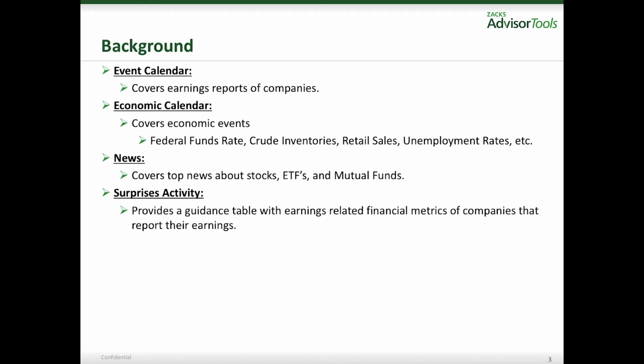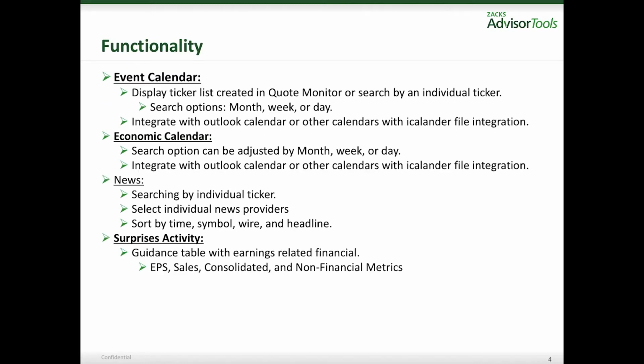Basically, the event calendar covers earnings reports of companies. Economic calendar covers economic events such as federal funds rate, crude inventories, retail sales, unemployment rates, and much more. News will cover top news about stocks, ETFs, and mutual funds. And surprise activity basically provides a guidance table with earnings related financial metrics of companies that report their earnings.